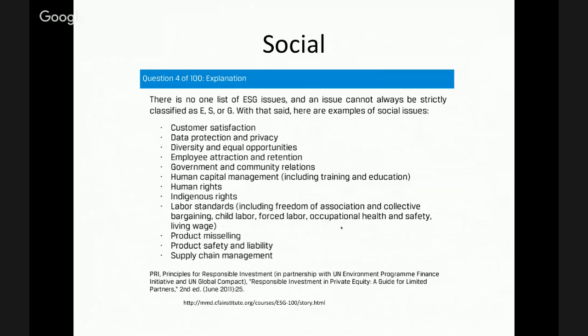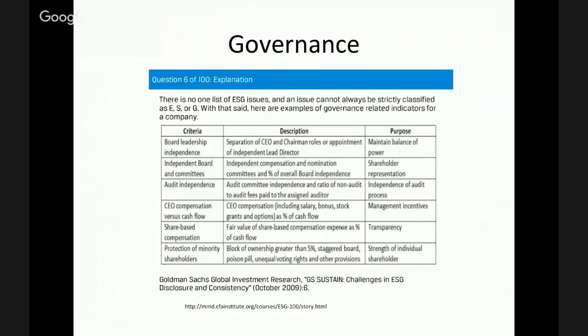Why does it say question 4 of 100 explanations? This was a quiz that I pulled from the CFA Institute. Oh, okay. So this is a copy-paste of some ordinal questions, and that was the one that was interesting. So this was an explanation of the question, and I pulled the three pillars out just to give us a sense of them and what those mean. Understood.